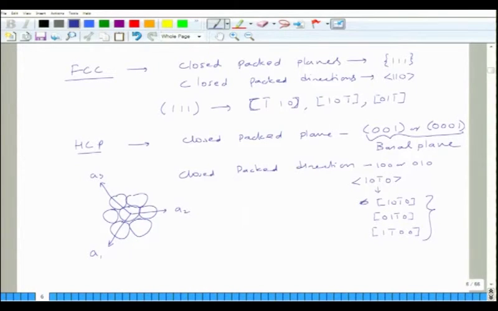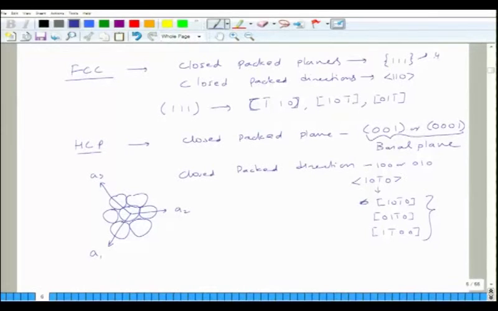In case of FCC, there are multiple choices. There are 4 types of 111 planes. The family has 8, but if you don't consider equivalent planes, then there are these 4, and then you have 3 types of directions in each of them. So total possibilities are 12. In this case, 4 into 3 will be 12.